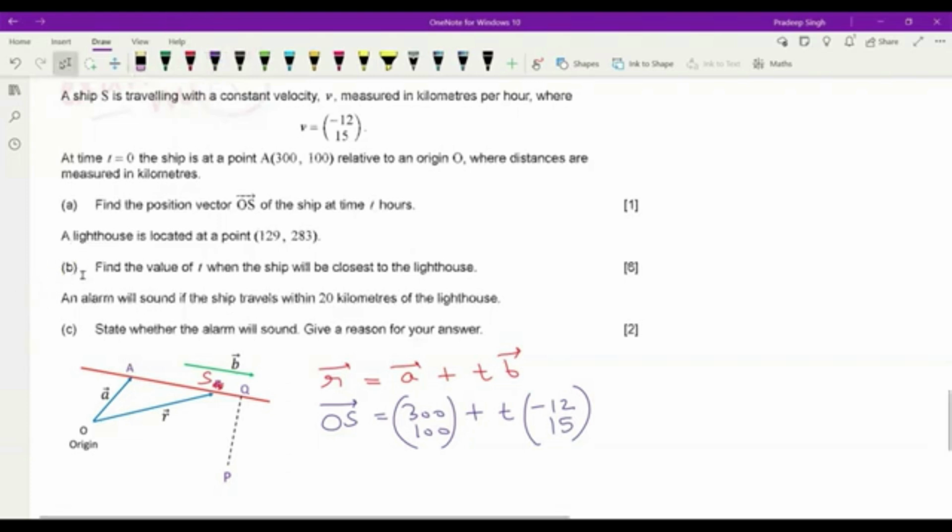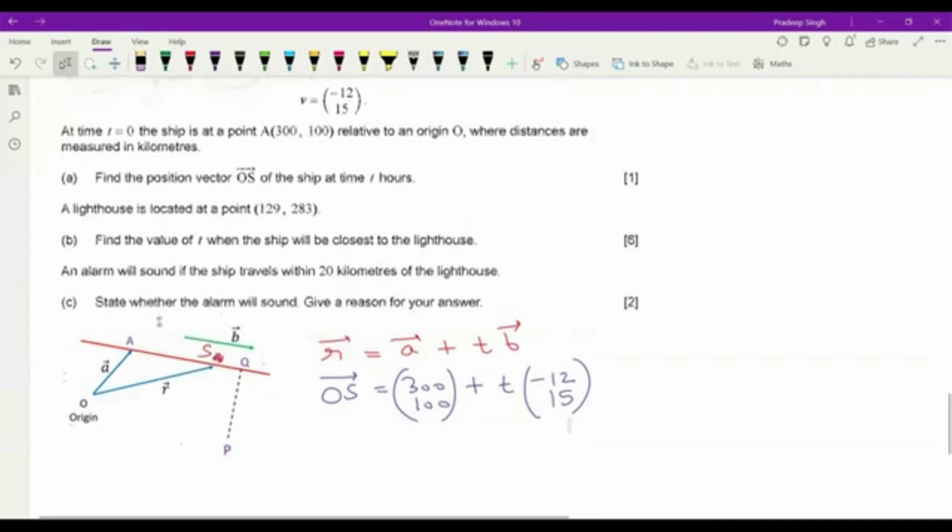In part B, it says that a lighthouse is located at the point (129, 283). We have to find the time when the ship is closest to the lighthouse. So in this diagram, imagine P is the point where the lighthouse is located. Let's write down the coordinates of point P: (129, 283). After a certain amount of time t, the ship reaches the point Q. Now, Q is the point when the ship is closest to this lighthouse. So we are supposed to find the value of that time.